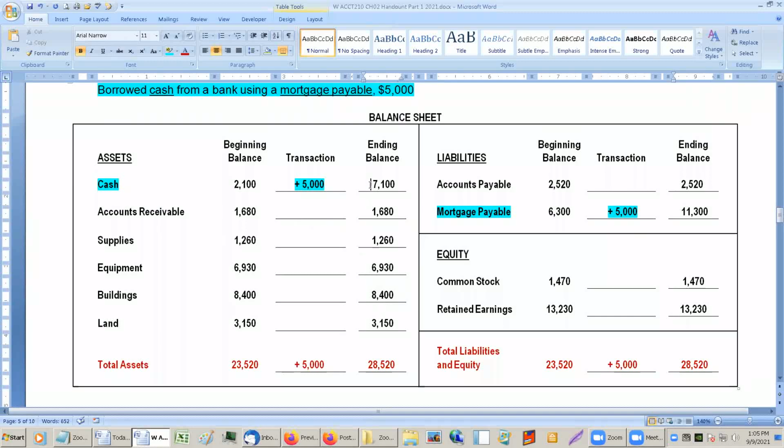So we got more cash. We owe more money now, but we got more cash in, and that's it.